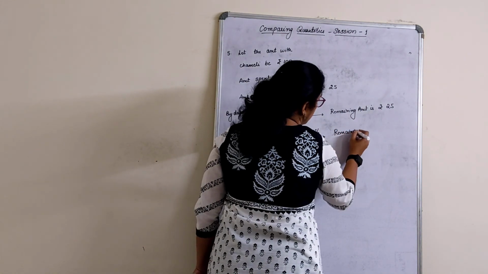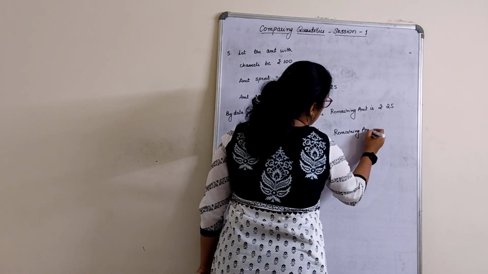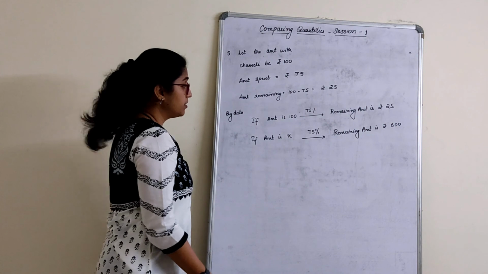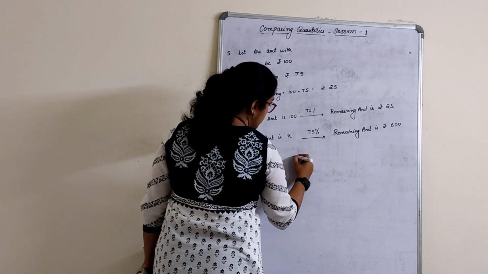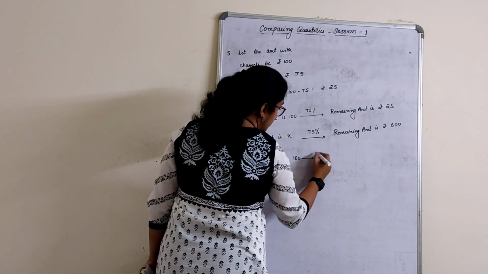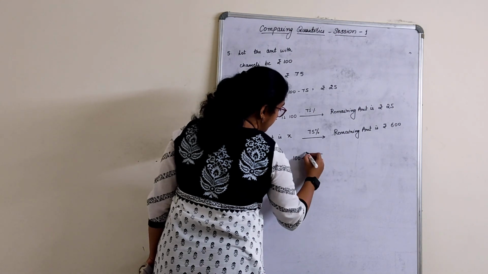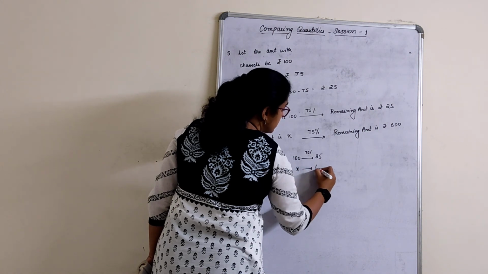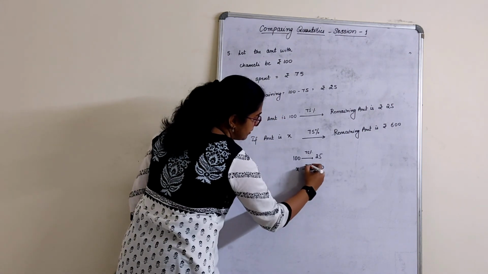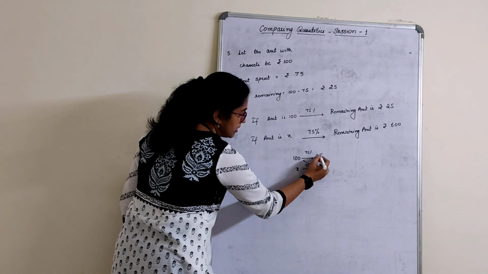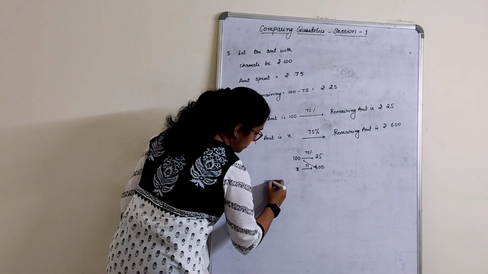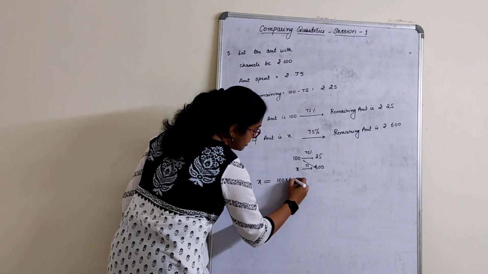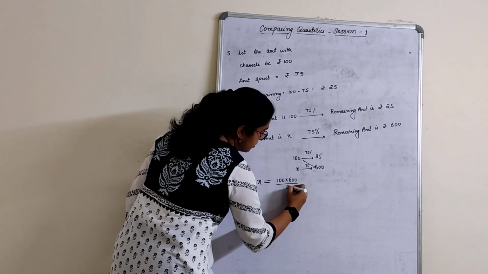They have given how much? Remaining amount is rupees 600, right? So cross multiply, how does this come? 100 amount is 25 for 75%. X, the amount is 600 for 75%. You cross multiply with these two, this will come down. This implies X is equal to 100 into 600 divided by 25.